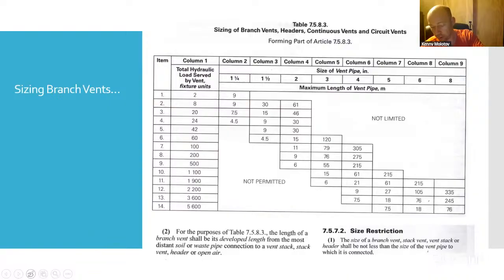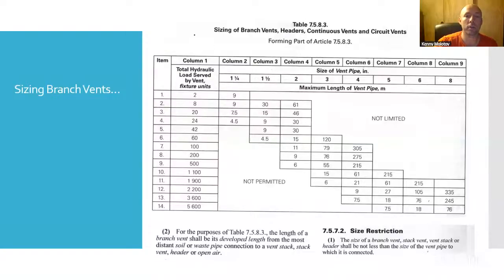Yep. I'd have to go through it more thoroughly, but it looks like it's the exact same. 335, 245. So I think they're using the same chart here. Here's what you have to notice, okay? Sizing of branch vents and headers, continuous vents and circuit vents. That's what this chart is designed for, okay?